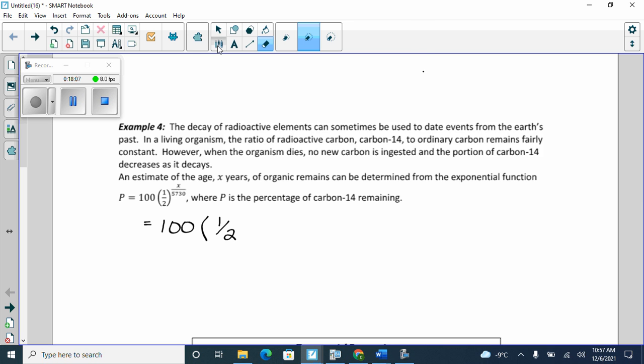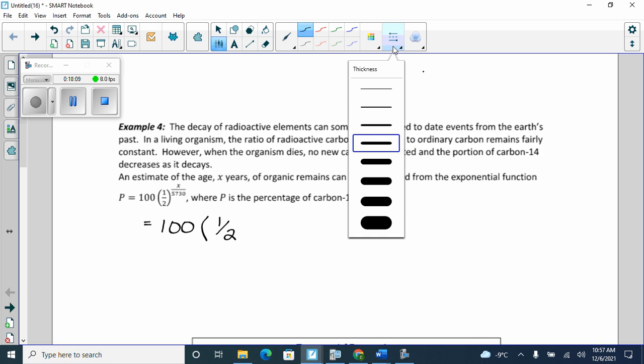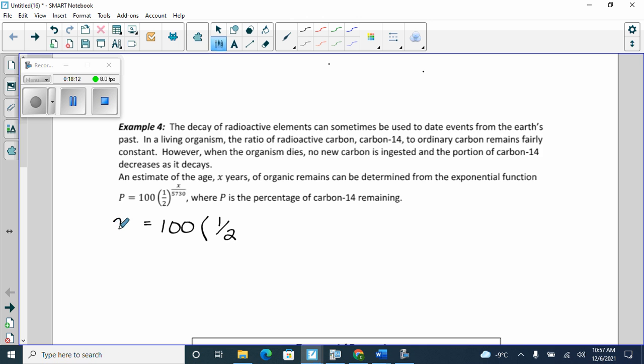Let's say 20% of the original. If you did 50, that's fine. I just wanted you to see how we could do this algebraically. So we'll do 20% of the original. And then x to the... What does this 5730 represent in this?